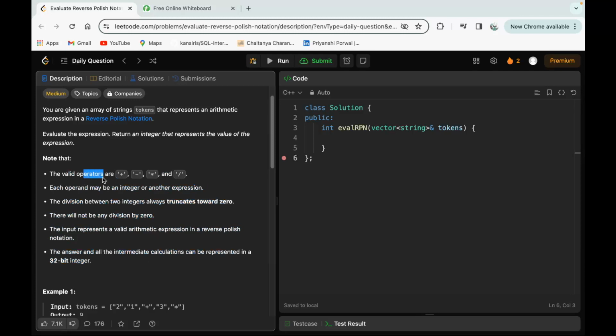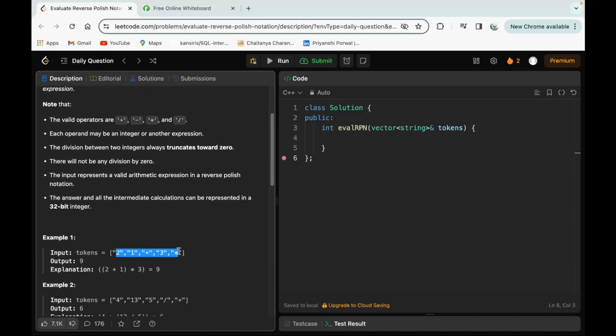Now here are some things written for this particular problem. First thing is, what are the operators that we will be using? We will be using plus, minus, multiplication and divide operators. Then each operand is an integer or another expression. Then the division between two integers always truncates towards 0. There will not be any division by 0, and the input represents a valid arithmetic expression in reverse Polish notation. So whatever input is given to us is valid, right? There will not be anything where we cannot reach a solution. Each array of strings leads us to a solution. It's a valid arithmetic expression. Then the answer and the intermediate values can all be represented in integer.